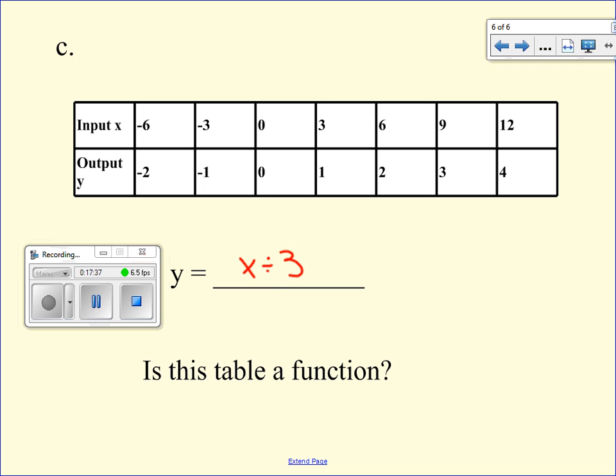Now again, is this a function? Yes, it is, because the domain is paired with exactly one range.